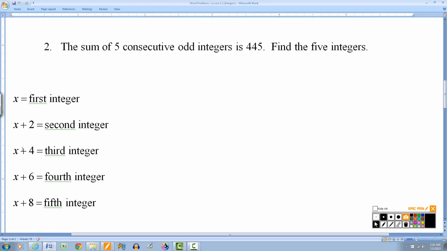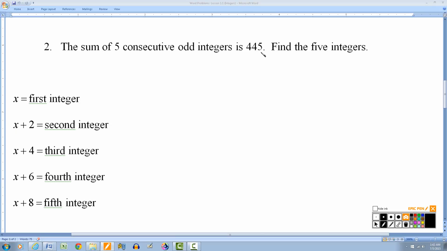Okay, so just to save some time here, this would be x, plus x plus 2, plus x plus 4, plus x plus 6, plus x plus 8, and that is equal to 445. So that's what you would write out. That would be your equation, just adding these up and setting that equal to 445.